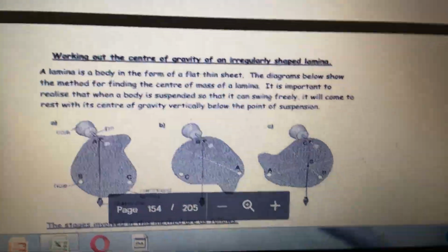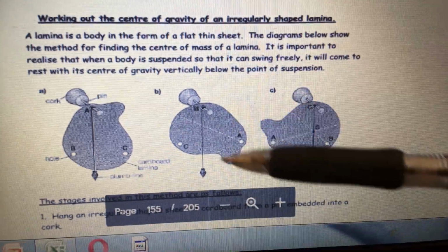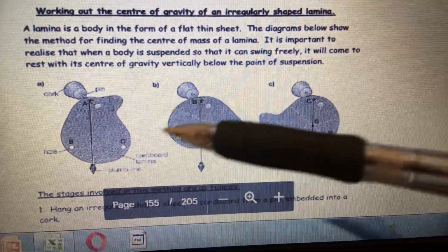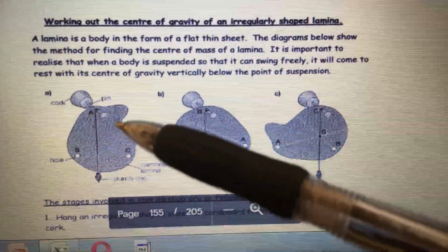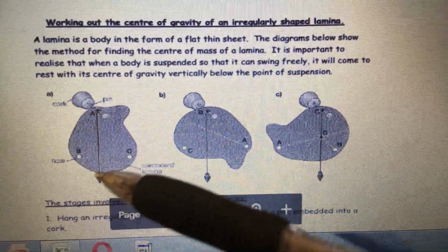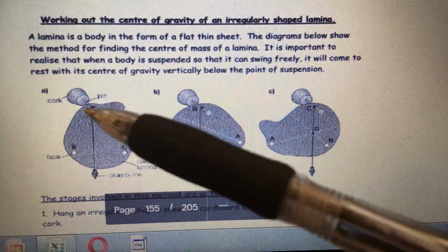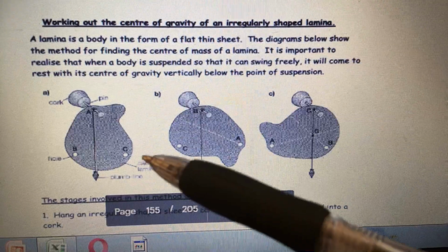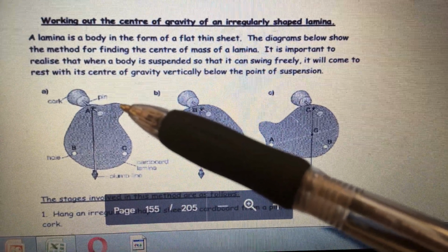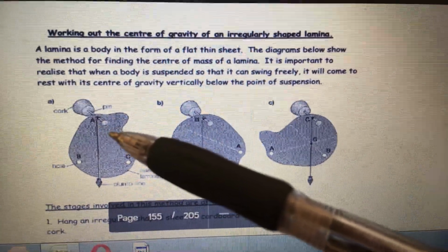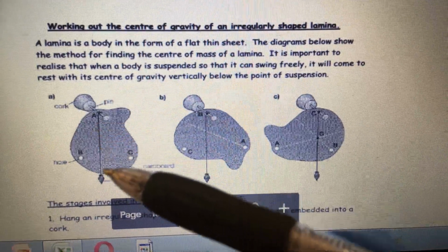If you have an irregular object, again, the centre of mass is just a little bit harder to find, but you can do that by using this method. A lamina is an irregular object, an irregular shape. It's a body in the form of a flat, thin sheet. The diagrams below show the method for finding the centre of mass of a lamina. It is important to realise that when a body is suspended so that it can swing freely, it will come to rest with its centre of gravity vertically below the point of suspension.